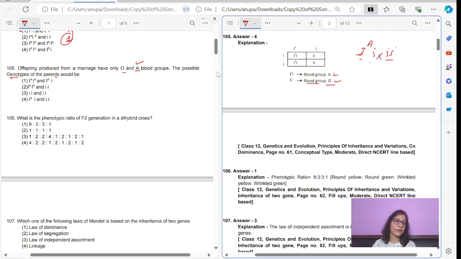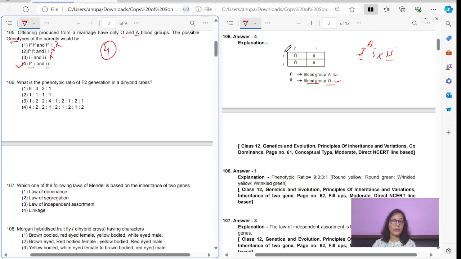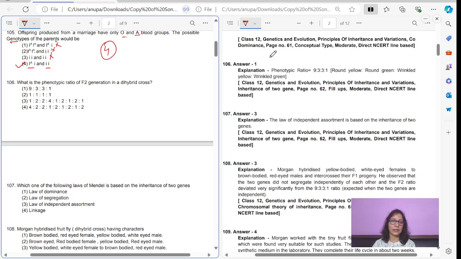Now let's see the options. The first option is IAIA and IAi. This is wrong. The second option is IAIA and ii; ii is correct, but IAIA is wrong. We have to find IAi and ii. Third option is ii and ii. This is also wrong. And the fourth option is IAi and ii. So this answer will be correct. It means the answer for 105 will be option number 4. Now let's move to the next question, that is question number 106.